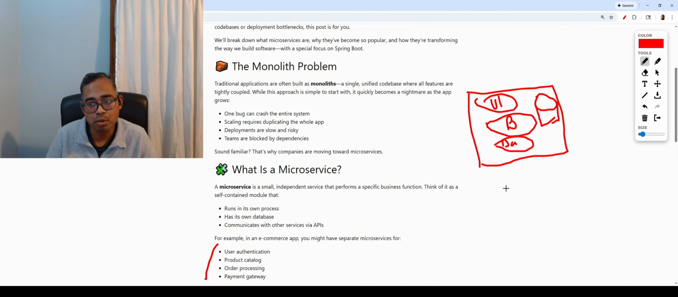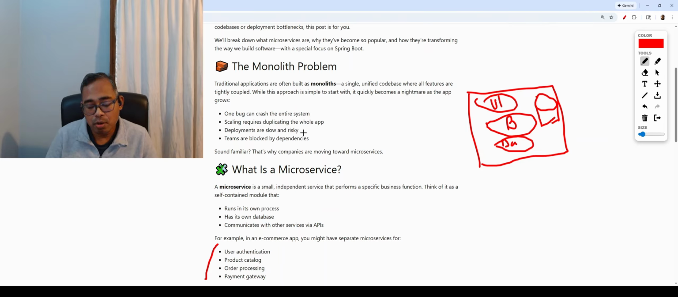Though there will be separate instances of the big application hosted on different servers, they will be using the same database. In the same database you have the user information, product, and order, all the information. Then deployments are slow and risky.